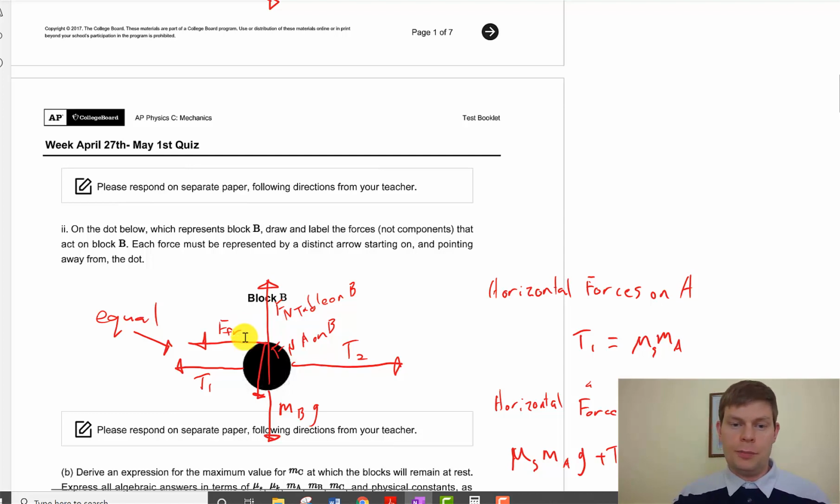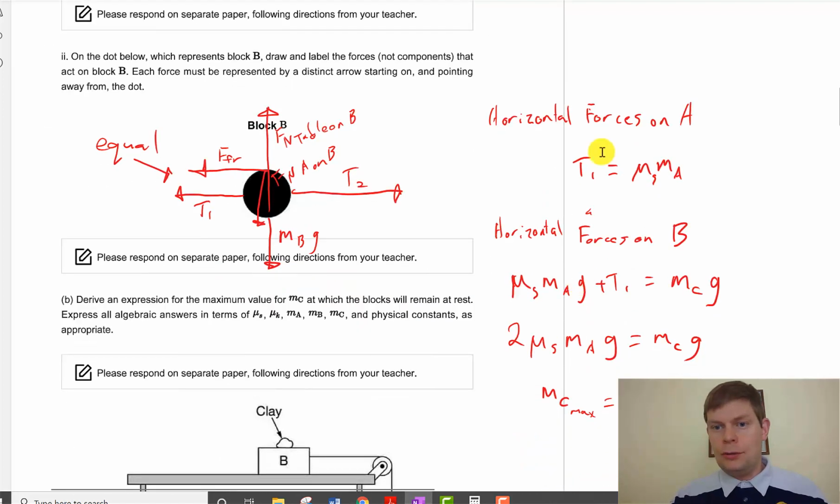The force of friction of B on A is the same as the force of friction of A on B in opposite directions. So tension 1 is equal to the force of friction. Geez, I forgot the g. Mu S m_A g. There we are. So it's equal to the force of friction, which we can use here. Because if we look at the horizontal forces on B, we got friction to the left and tension 1 to the left, and they're equal and opposite to tension 2. These add up to equal tension 2, but we just said tension 1 is equal to the force of friction, so really we got 2 forces of friction here. So just 2 times that.